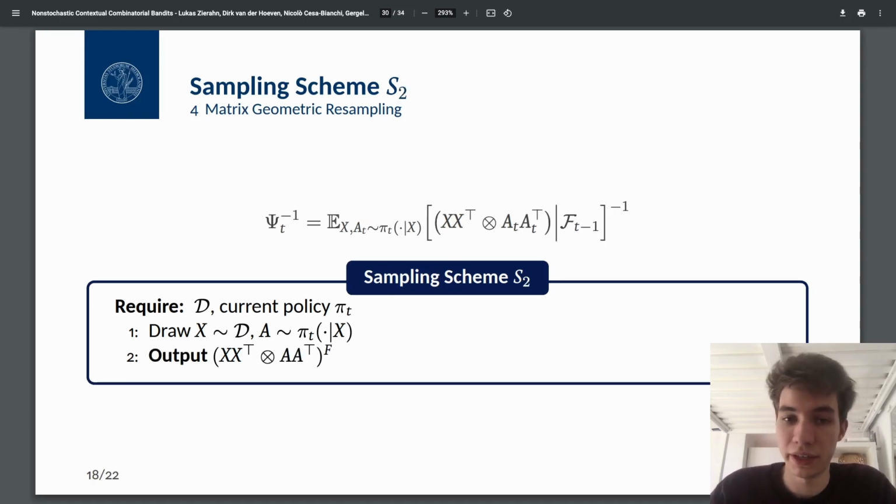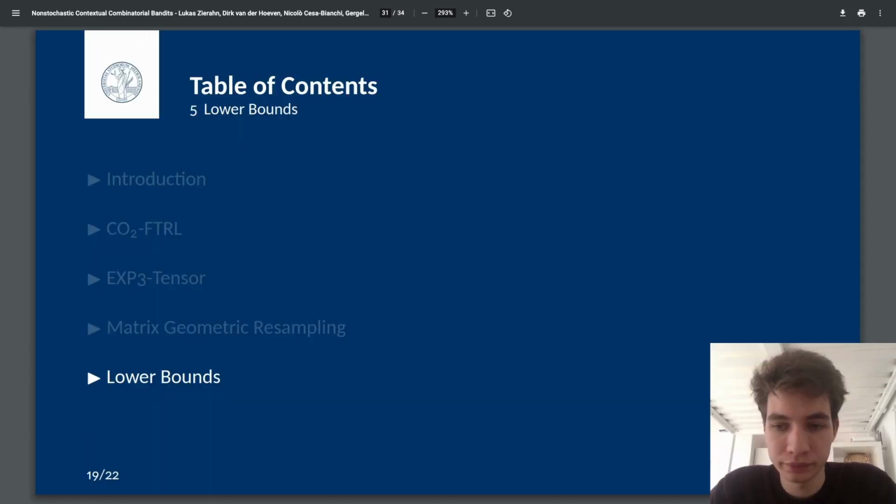And then very similarly, the sampling scheme for EXP3 tensor is going to be of the same nature, except we did not define the MGR for a tensor. Instead, what we're doing is we are taking x_t transposed outer product A_t, which is going to be a tensor, and we are flattening it down to a matrix in 2 dimensions of size d k. And then we're running it through the MGR to obtain the biased estimate, and then we can unflatten this back to a tensor.